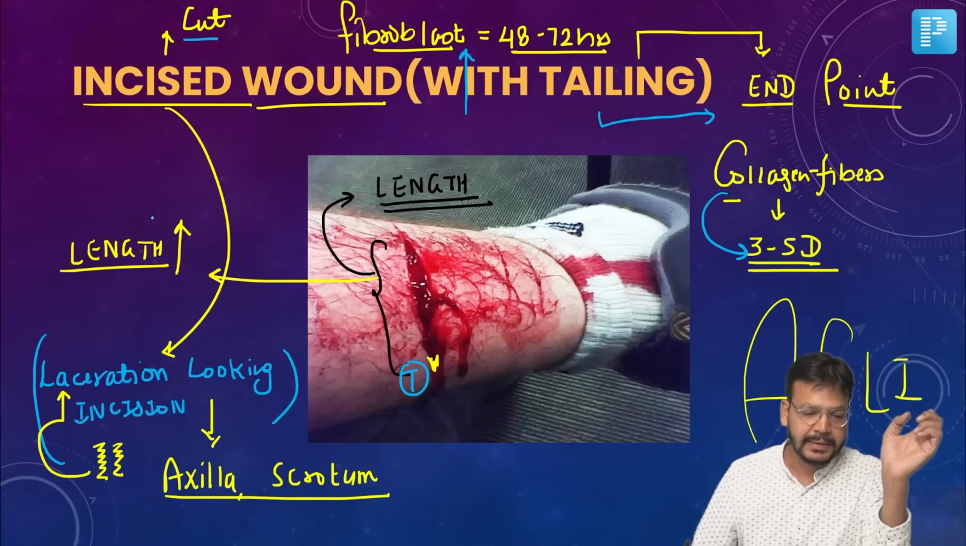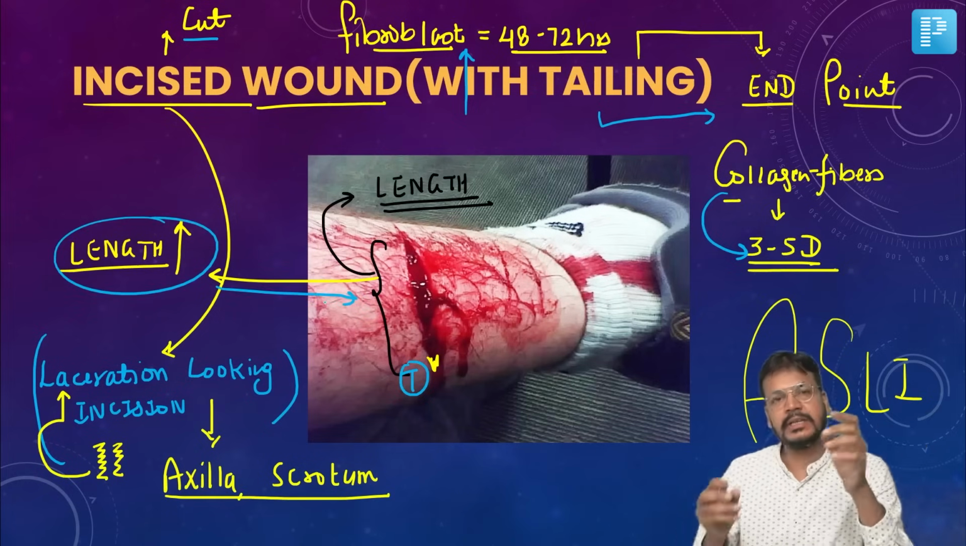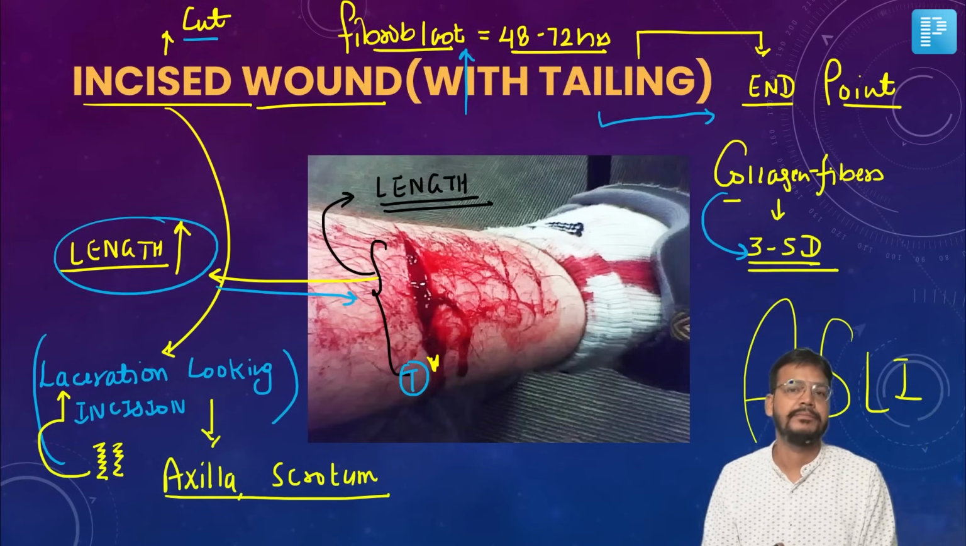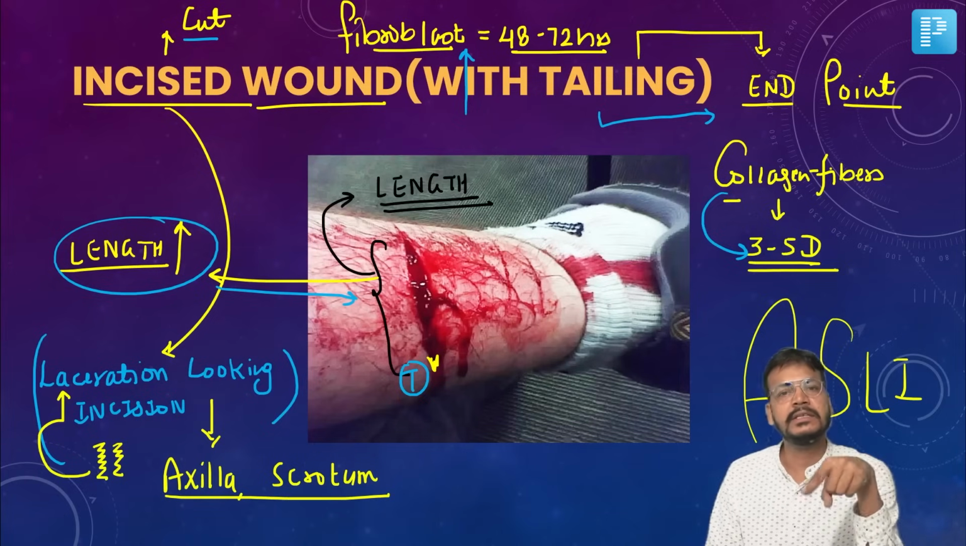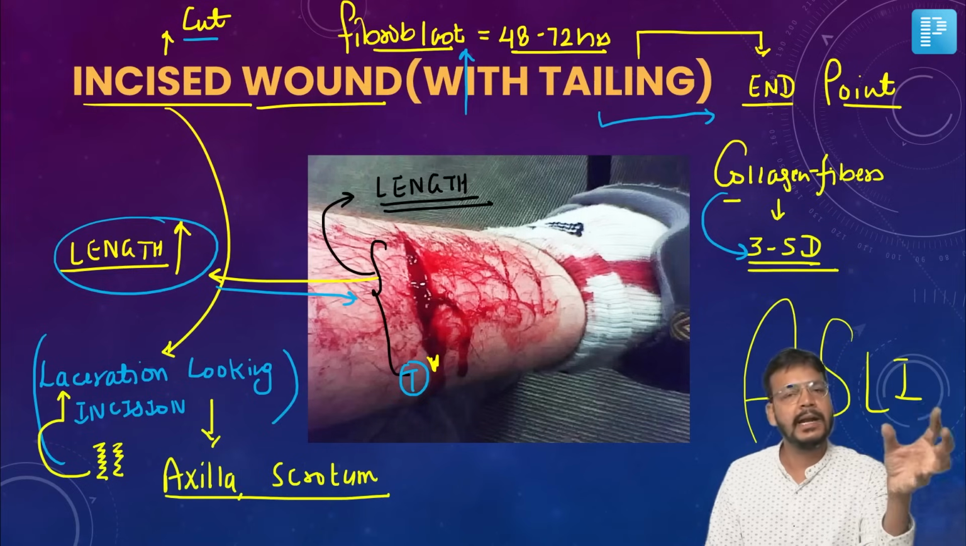But sir, here the maximum dimension is length. As you can see, the maximum dimension of the wound is length. Collagen, how will you remember? C collagen, C is the third letter, so 3 to 5 days. Fibroblast 48 to 72 hours. At the end point the depth will be slightly less. This is known as tailing.